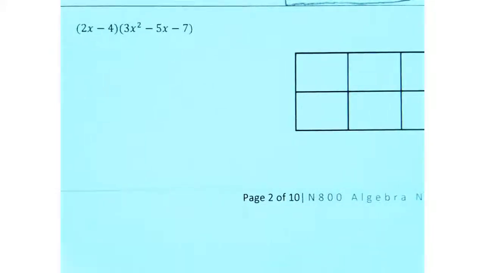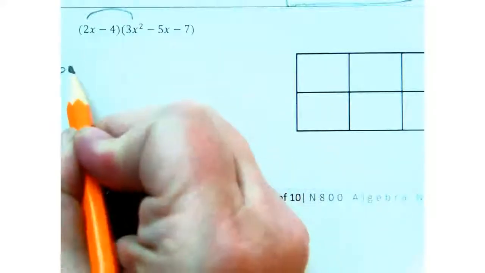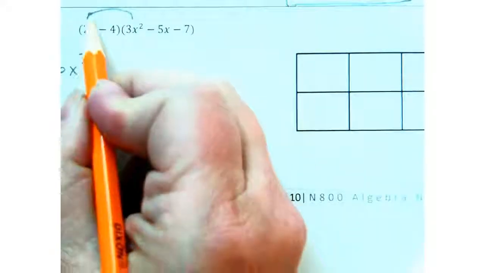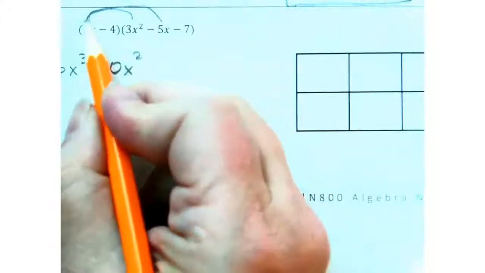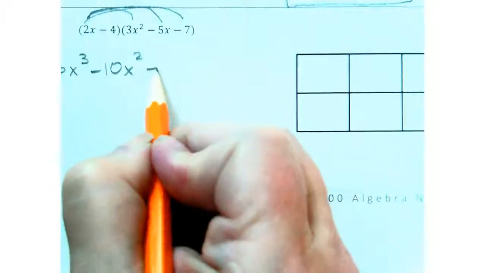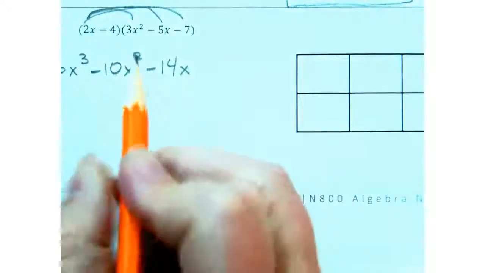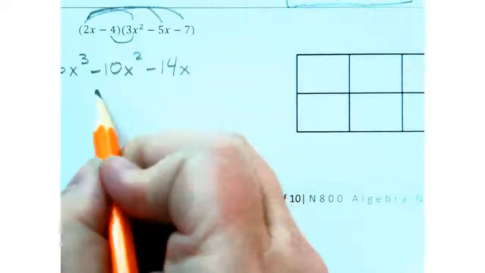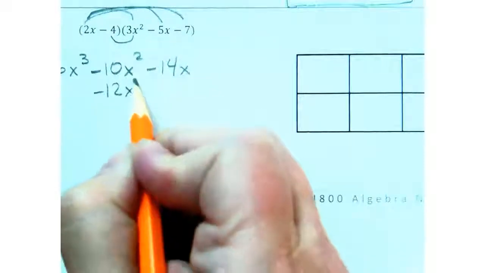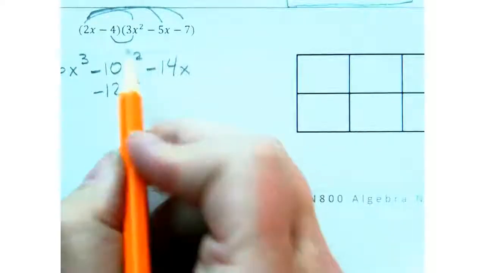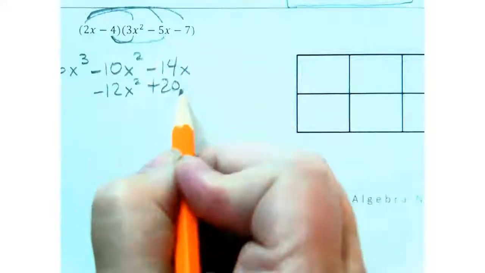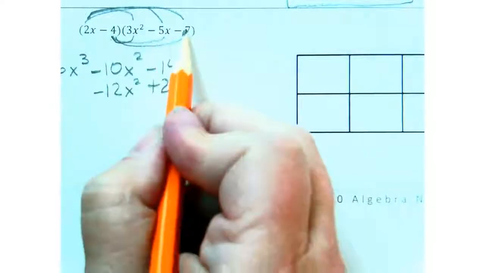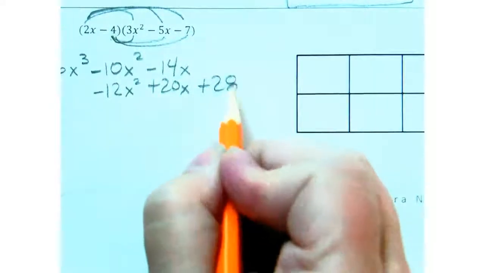Now that you've tried it, I will demonstrate, and you can check. 2x times 3x squared is 6x cubed. 2x times negative 5x is negative 10x squared. 2x times negative 7 is negative 14x. Now start with a negative 4. Negative 4 times 3x squared is negative 12x squared. Negative 4 times negative 5x is positive 20x. Negative 4 times negative 7 is positive 28.